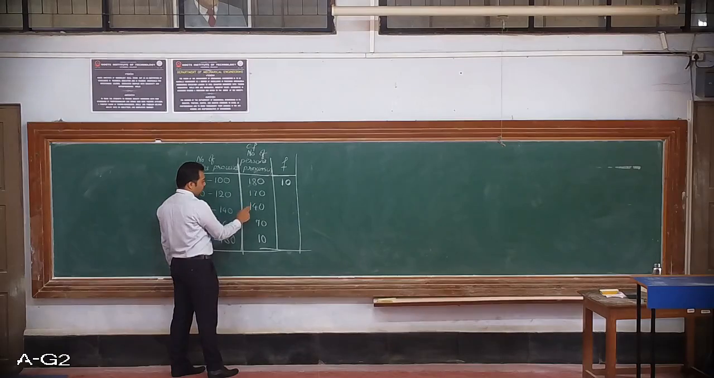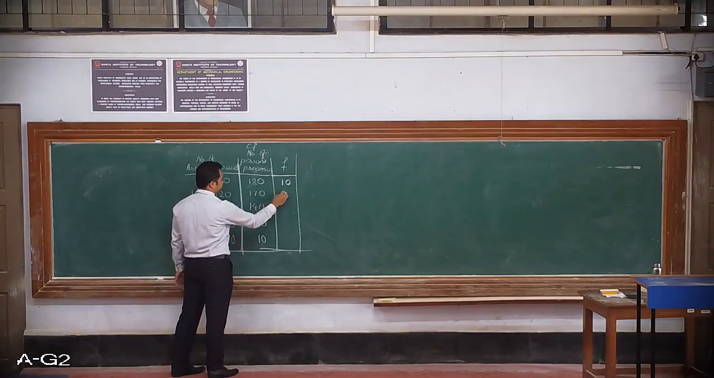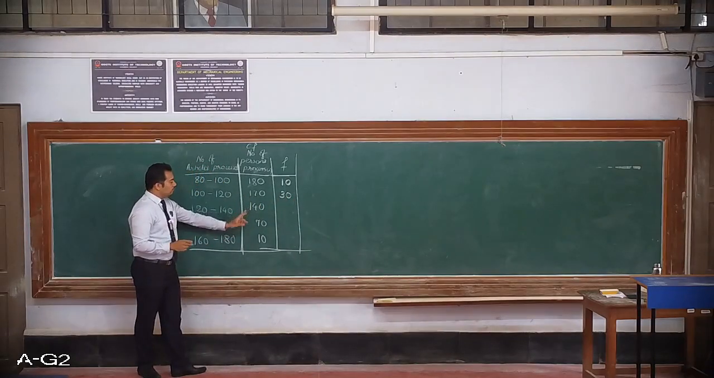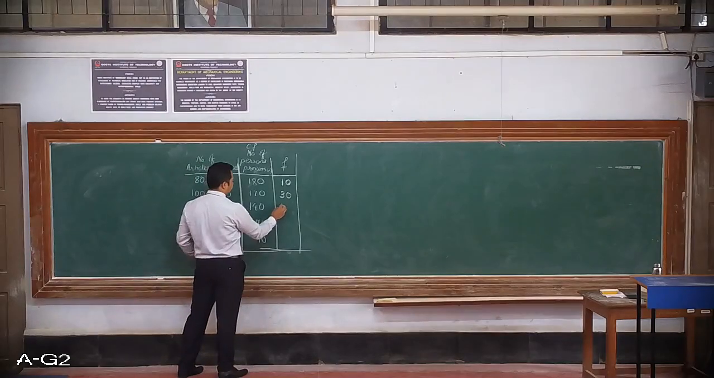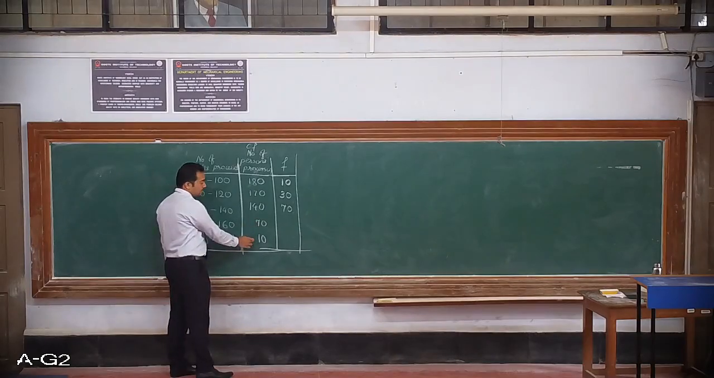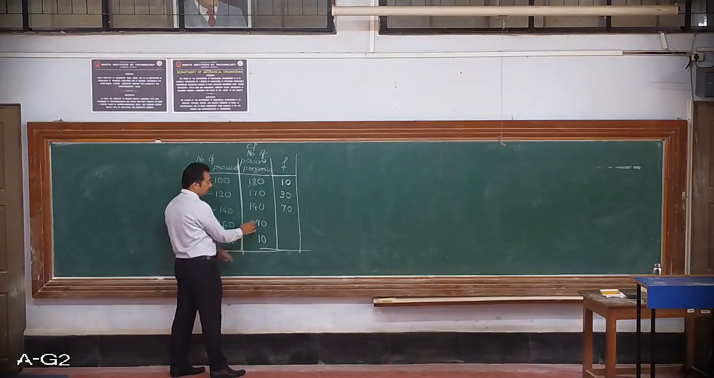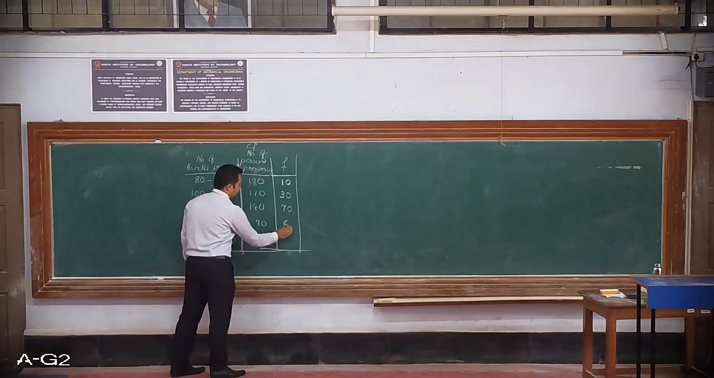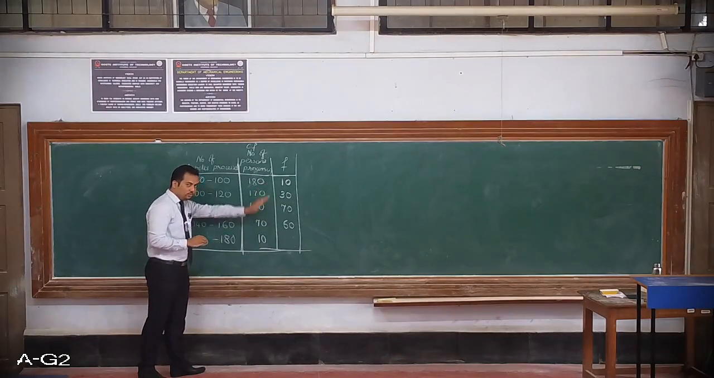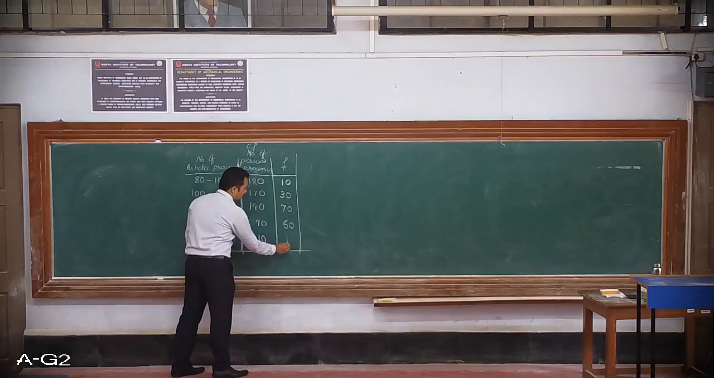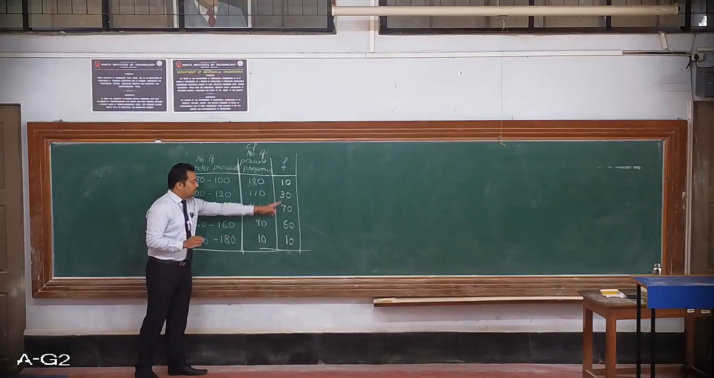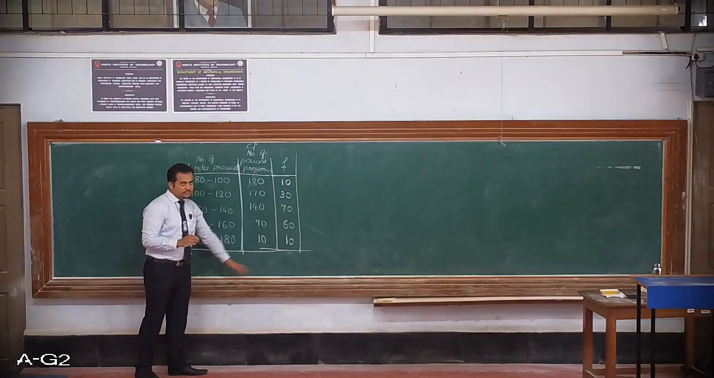Then 170 minus 140 gives me 30. So this would be the actual frequency of this class. Then 140 minus 70 gives me 70. So this would be the actual frequency of this class. Then 70 minus 10, the difference between them, gives me 60. And this frequency in the more than cumulative frequency is of the same class, so this gives me 10 itself. So this is how we have calculated the actual frequencies.